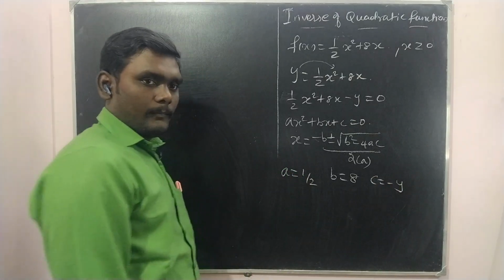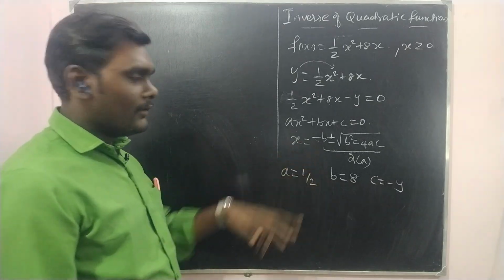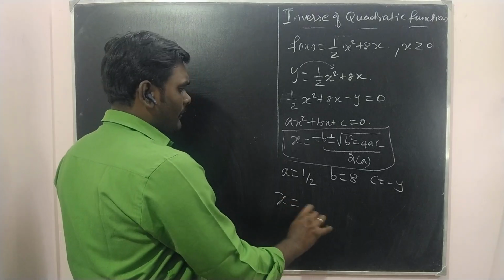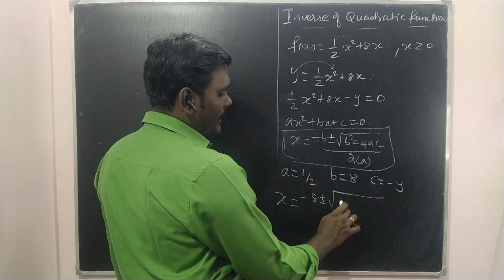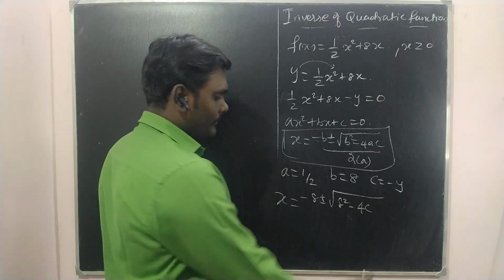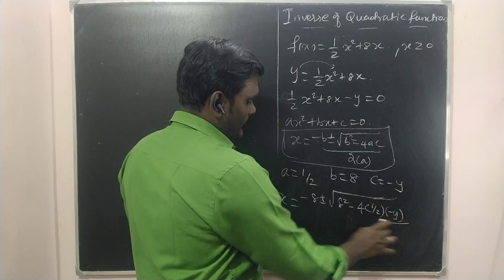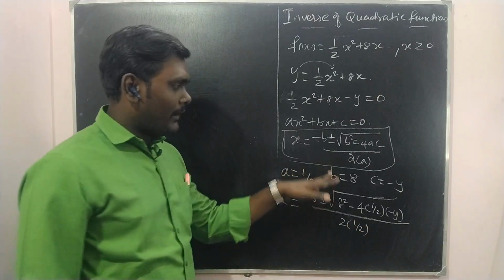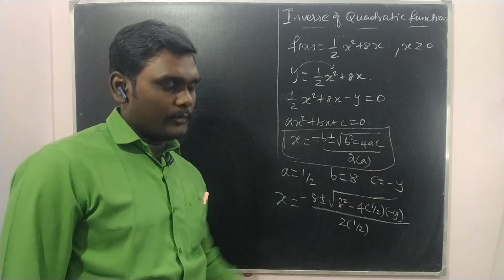C is minus y. Okay. Then we substitute these details in this formula. This is an important formula. So x equals minus b, that is minus 8, plus or minus root of b square, 8 square, minus 4 times a, which is 1 by 2, times c, which is minus y, divided by 2 times 1 by 2. I just applied these values in the formula. Wherever that particular alphabet comes, the particular value is substituted.